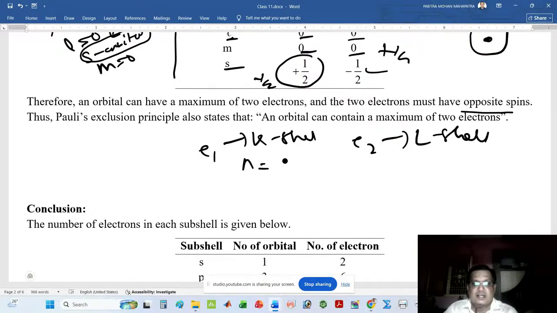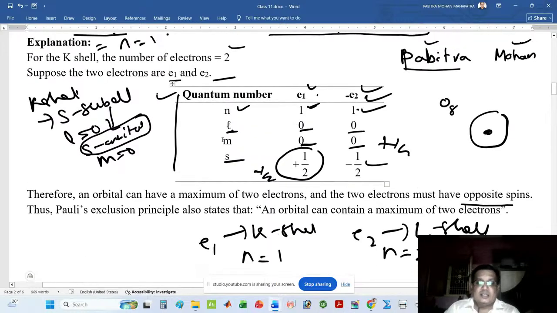For K cell, n is equal to 1. For L cell, n is equal to 2. What may be the other quantum number? The principal quantum number is different from the initial, so you cannot say that two electrons have the same set of four quantum numbers. There must be a change in the spin quantum number.